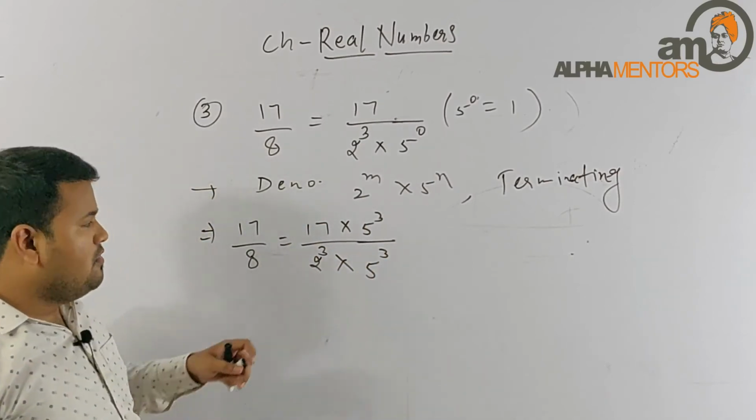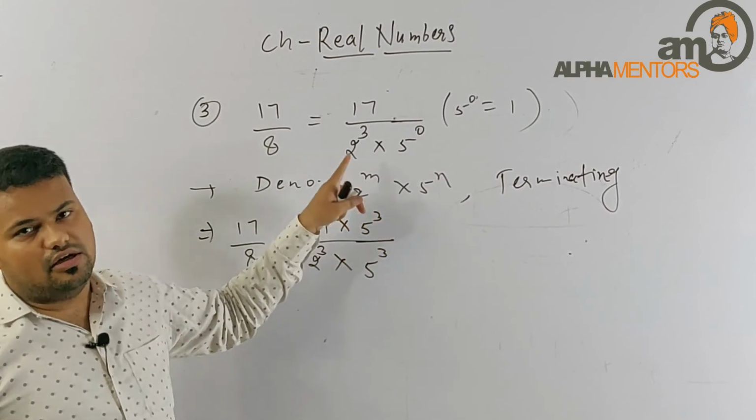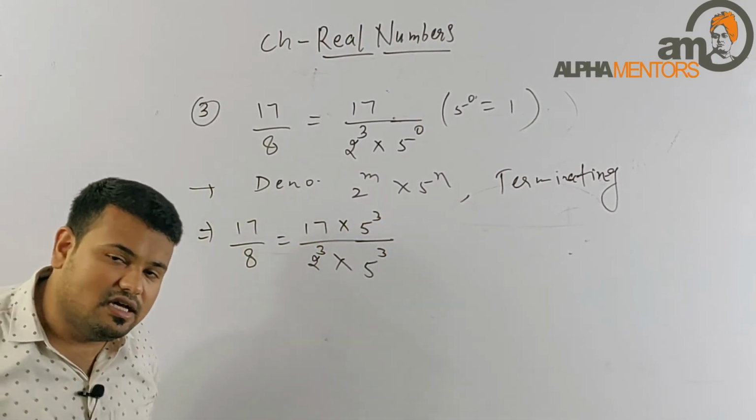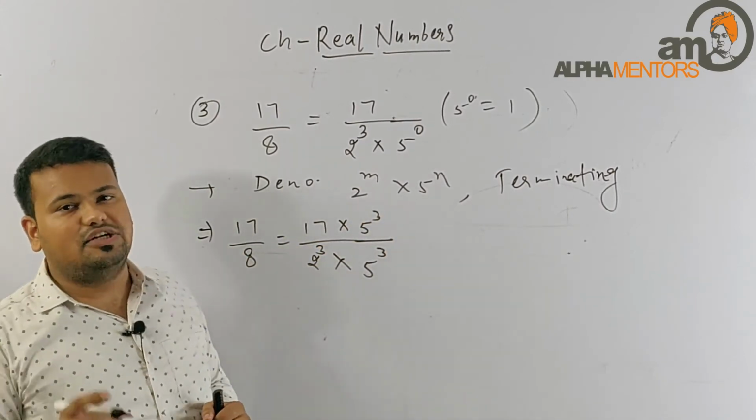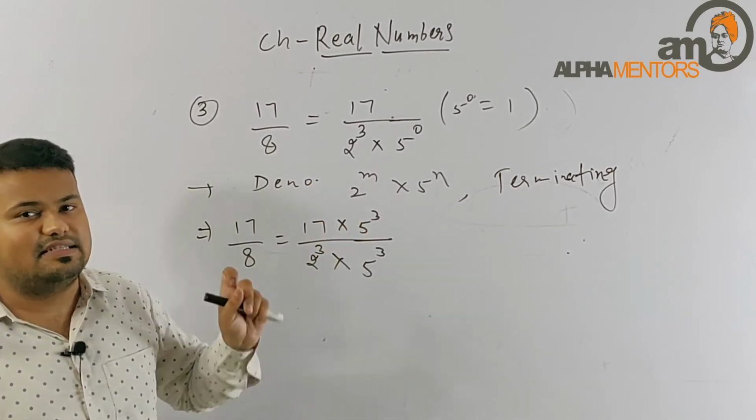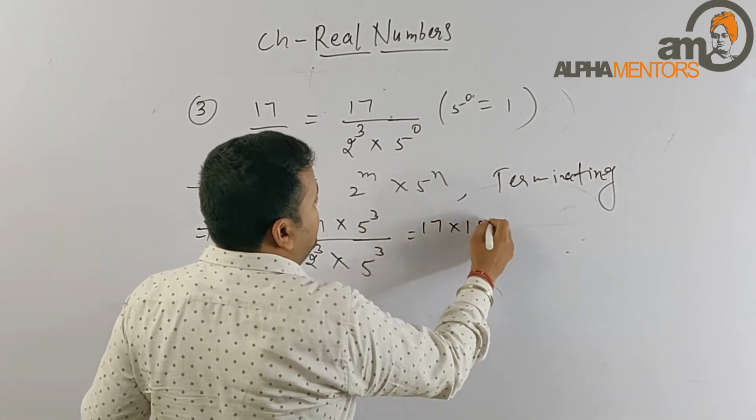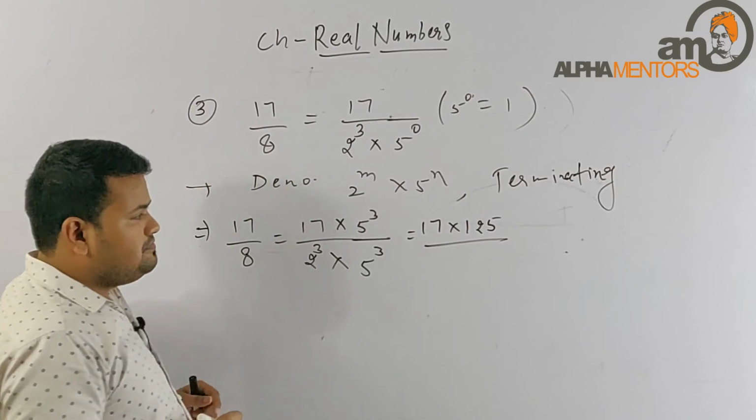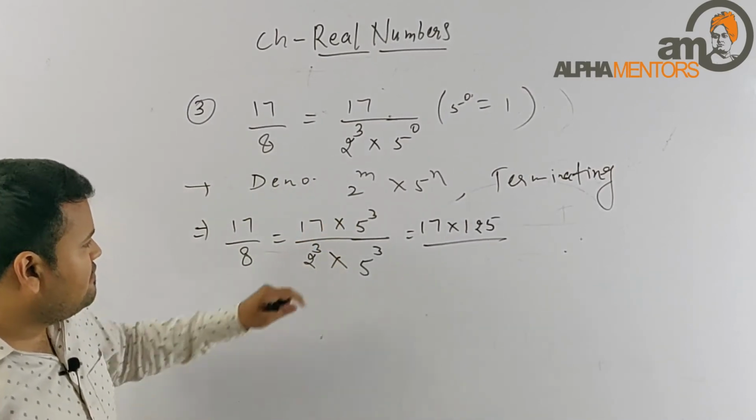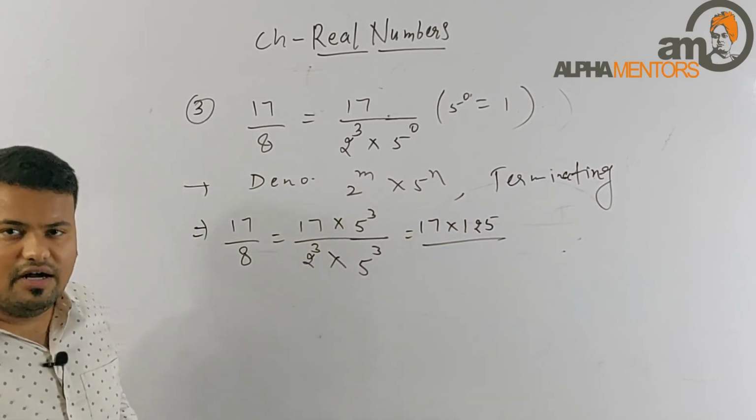Getting my point? What we will do? Multiply by 5 to the power 3 in the numerator as well as in the denominator. Partiality नहीं करना है कि denominator में तो multiply कर दिया, numerator में नहीं किया, ऐसा नहीं करना. Now let's do the product. 17 multiply 5 to the power 3, 125. 17 multiply 5 to the power 3 value is 125.